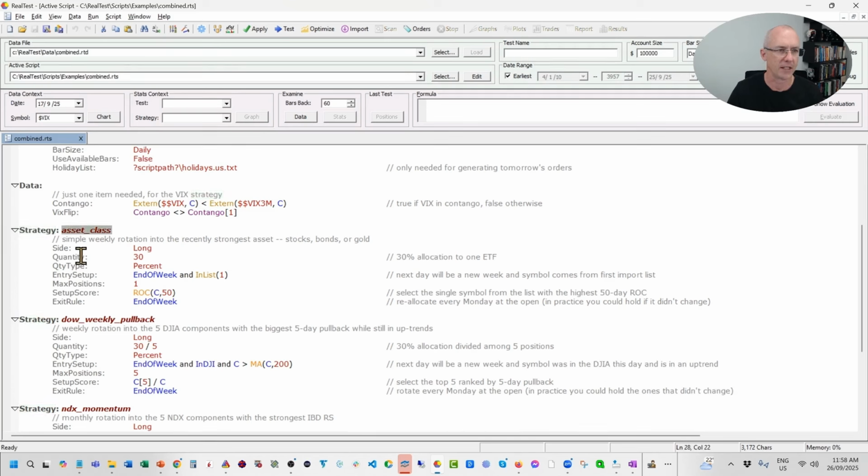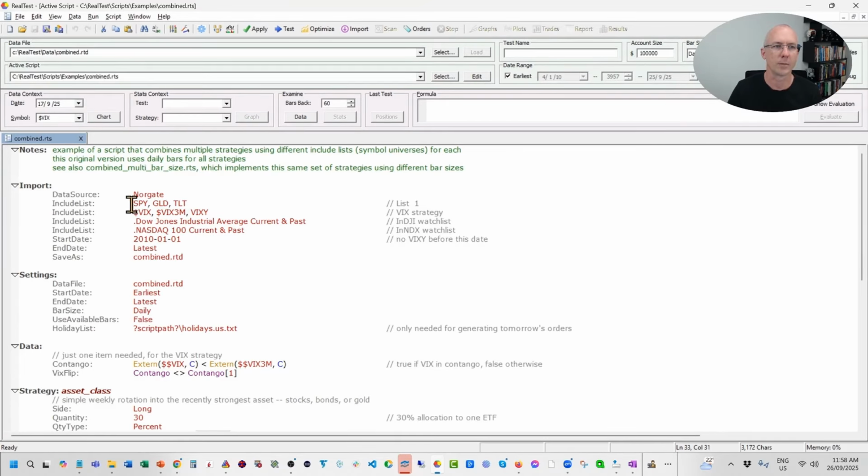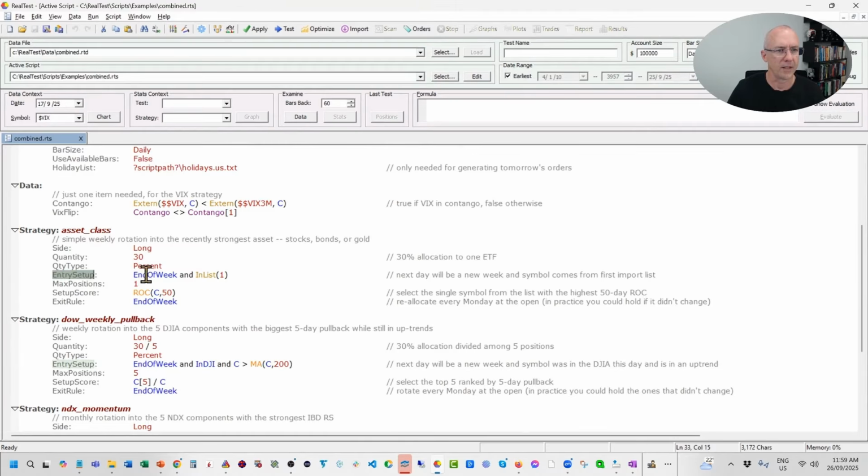So in the asset class system here, we specify it's a long side system, 30% quantity, and the entry setup is that it's the end of the week and it's in list 1. In list is a function that we can use to specify the universe. So when you have multiple include list statements, you can either name them or you can just refer to them in sequence. So in list 1 would refer to this list here because it's the first time we've used the include list. The entry setup is at the end of the week, and if it's in that list, we're only going to take one position. We're going to rank them according to the 50-day rate of change, and we're going to take the highest position.